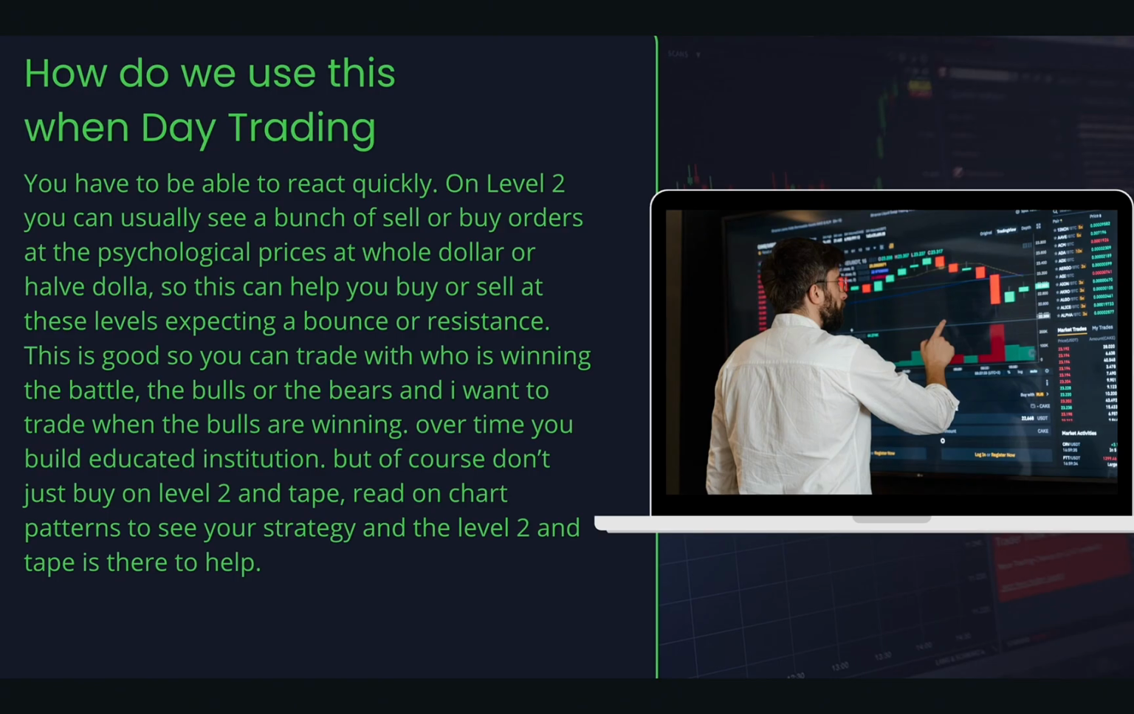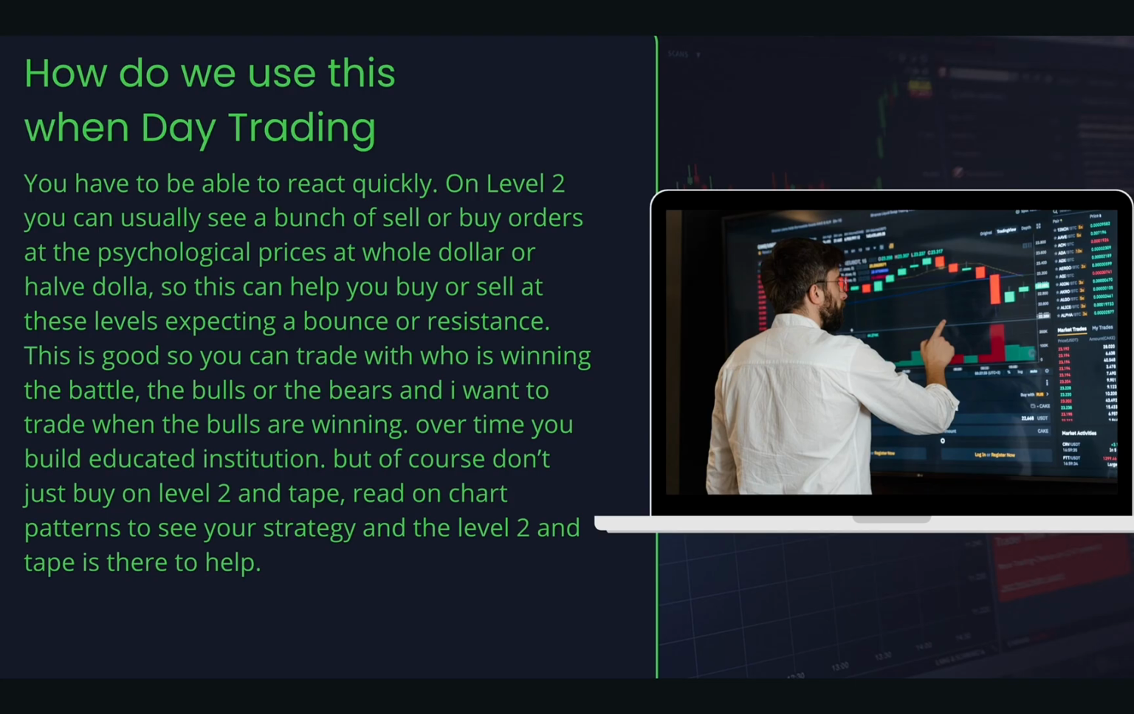You can take that opportunity to sell. This is good, so you can trade with who is winning the battle. When it comes to trading, there's always a battle between the buyers and the sellers, the bulls or the bears, and I want to trade when the bulls are winning. So who's winning the battle, the bulls or the bears? The bulls are, remember, up and the bears are down.